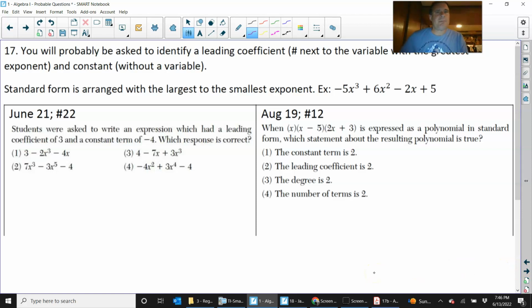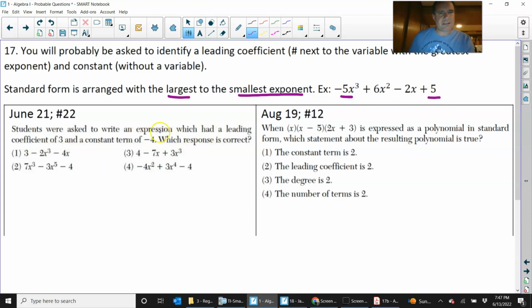Number 17, you'll probably be asked to identify a leading coefficient next to the variable with the greatest exponent. Remember, the leading coefficient is next to the variable with the greatest exponent, and a constant is a term without the variable. All right, so standard form is arranged from largest to smallest exponent, like this example here, negative 5x to the third plus 6x squared minus 2x plus 5.